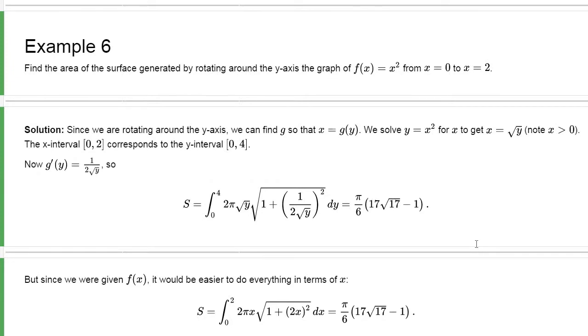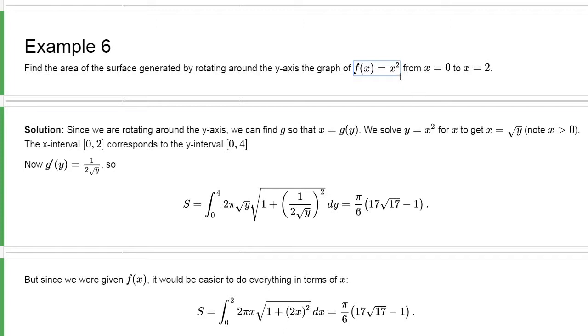Find the area of the surface generated by rotating around the y-axis the graph of f of x equals x squared, from x equals 0 to x equals 2. I'm going to show you that both of these formulas do give you the same answer. So first off, let's convert all of this to y functions. This is the long way, but that's okay. I just want to show you that it does work.